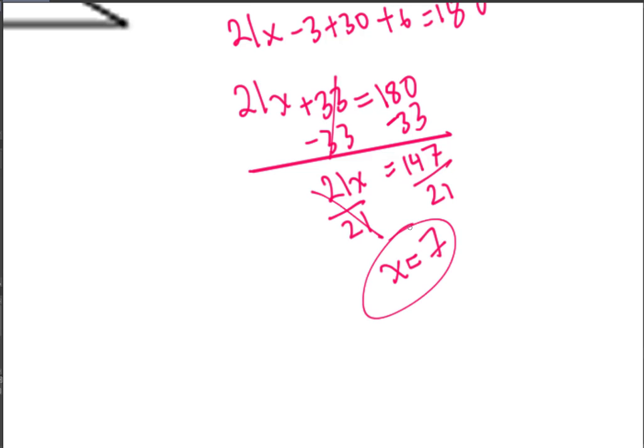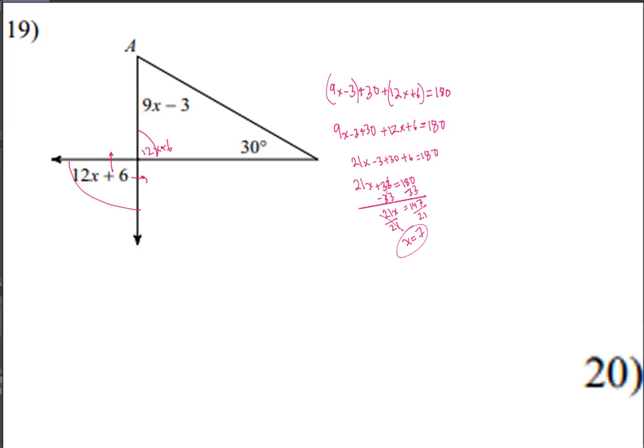Now, 7 is not my answer, because they actually want us to find angle A. Sorry, I accidentally cut that off the screen. So that's going to go in here now to find angle A. So I have 9 times 7 minus 3. 9 times 7 is 63, minus 3 is 60, which is the correct answer. Feels good. All right. I hope this has helped you out quite a bit in figuring this out.